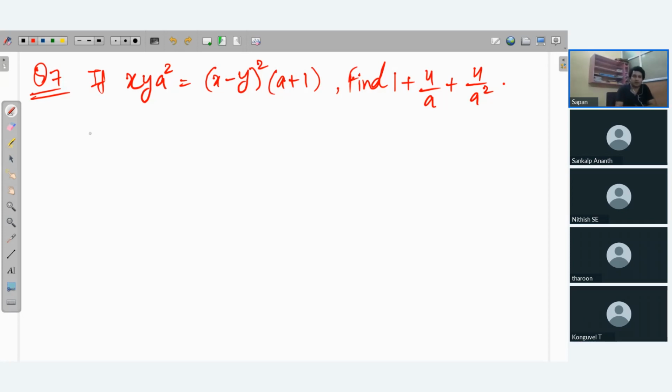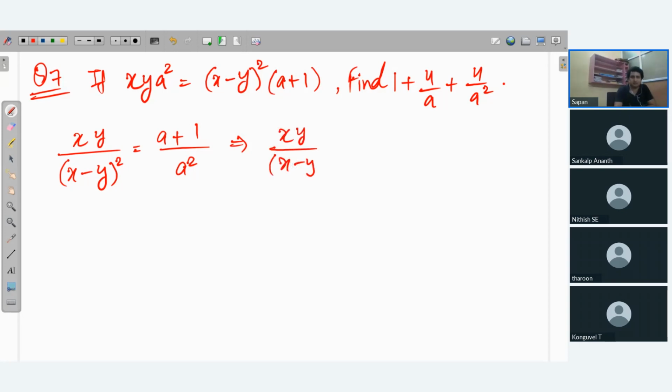Okay. So it will look like xy divided by x minus y whole square, a plus 1 divided by a square. That means it is xy divided by x minus y whole square, 1 upon a plus 1 upon a square. Yes, sir, but now, can't we cut out the top a and then just put 1 by a, sir?